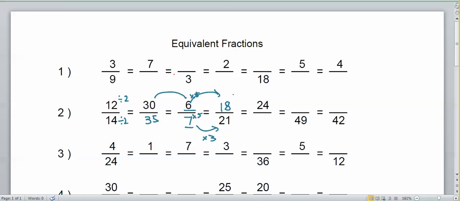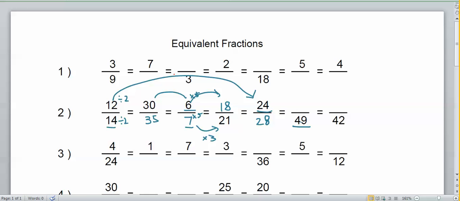Now we can start. We've got a few things left. We've got a 24 over here. It would make sense that if we've got 12 over 14 and we've got to multiply 12 by 2, then if we multiply 14 by 2, we would actually get 24 over 28. We're almost done there. 49.